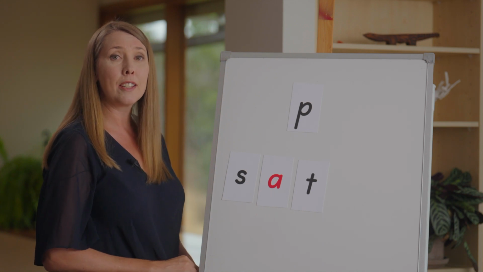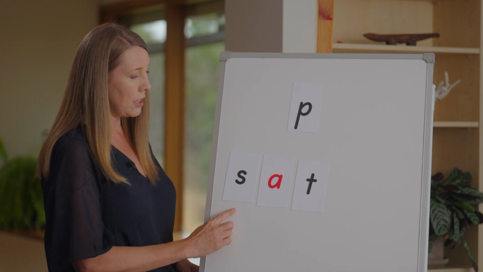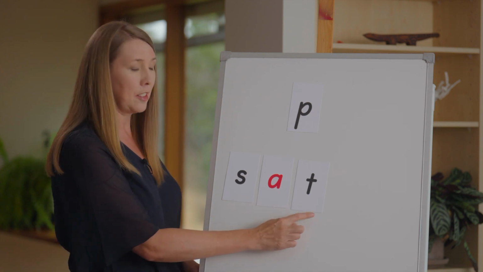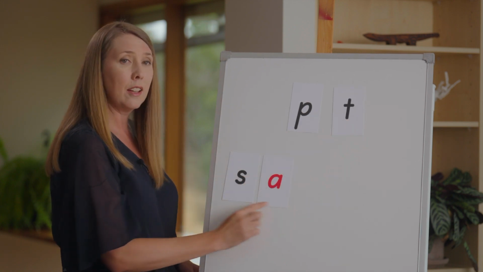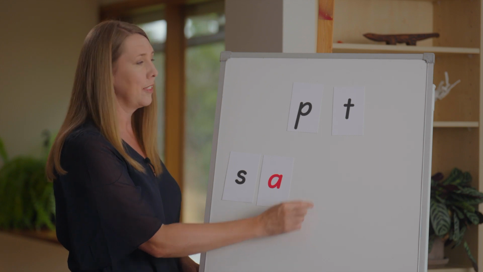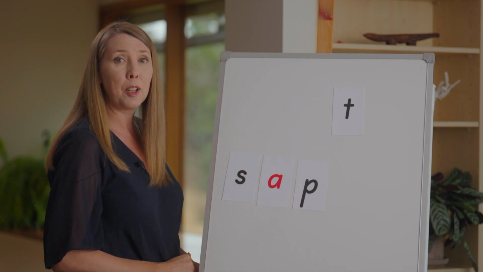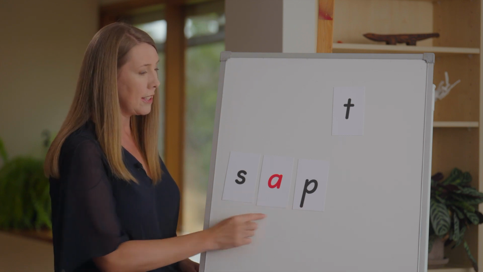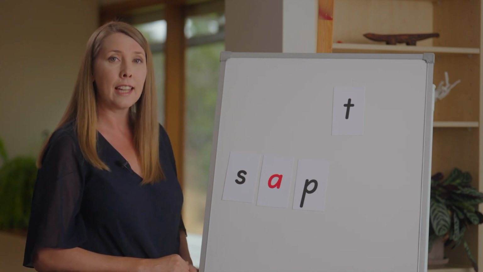Now we're going to turn the word sat into the word sap. Are you ready? Sap, sap. That's right, it's this one that needs to change. And this time, what do we need here? Sap. That's right, we need a P. Let's read the word we've just made. Sap, sap. And our very last word is tap.